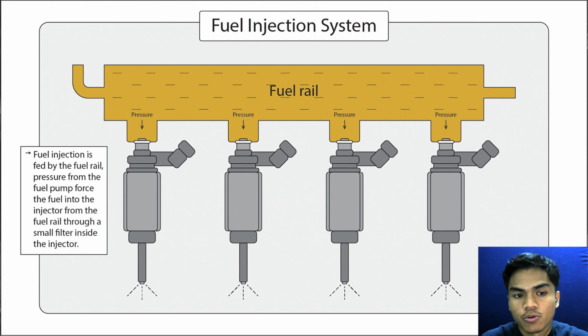This diagram shows how the fuel injection system works. So the fuel injector is fed by the fuel rail. Pressure from the fuel pump forces the fuel into the injector from the fuel rail through a small filter inside the injector.